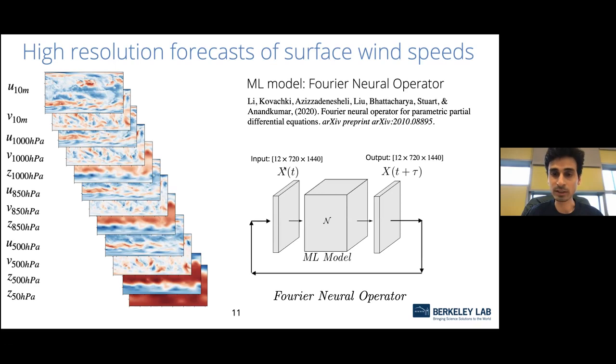The configuration is fairly straightforward. We use the ML model, the Fourier neural operator, to predict a single step into the future. From x of t, we train the ML model to predict x of t plus tau, where tau is 6 hours, so 6-hour increments of prediction. The input is 12 variables at the 720 by 1440 resolution, and the output is again the same 12 variables at 720 by 1440 resolution, just 6 hours into the future. This is run iteratively after being initialized with a certain initial condition.